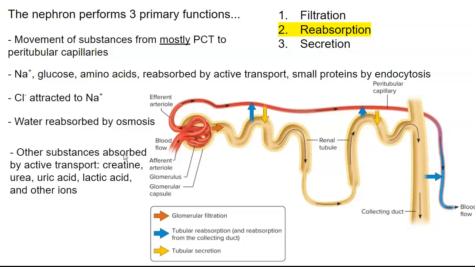And there's other substances that are reabsorbed by active transport too, stuff like creatine. Creatine, you might remember from bio, is sort of like a way that ATP is recycled. Urea, that's a breakdown product of proteins. Uric acid, that's a breakdown product of DNA. So after your body has broken down nucleic acids, there's some uric acid that's left. That gets filtered, and then most of that gets reabsorbed. Just like the urea, a lot of it gets reabsorbed, but ultimately some of it will end up being excreted as urine. Lactic acid, which is produced in your muscle cells during anaerobic respiration, and then other ions as well.